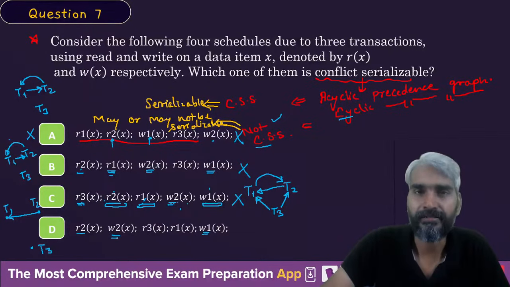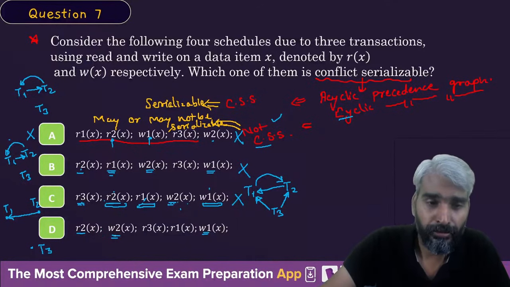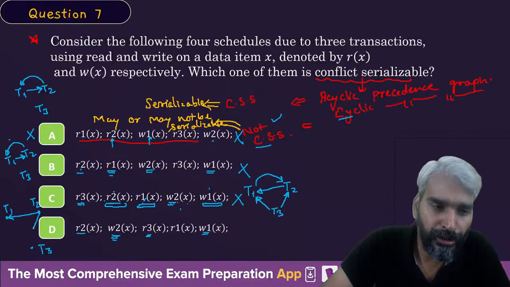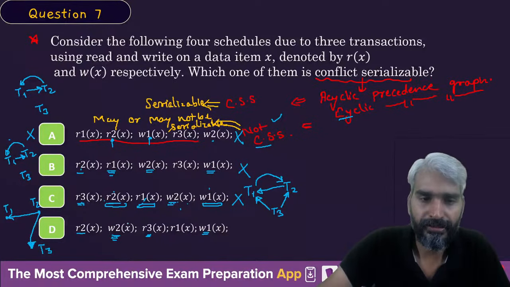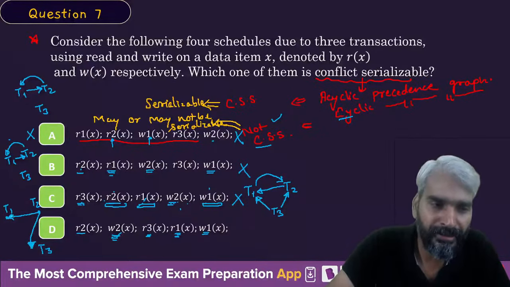Write operation. So write will be in conflict with read as well as with write. So this is write, and this is read of the same data item by another transaction. So write of transaction T2 appears before the read of transaction T3. Therefore, T2 should execute before T3. What else? This R1. So write of T2 appears before read of T1. Therefore, T2 should execute before T1. But this precedence is already there. So we don't need to worry about this.